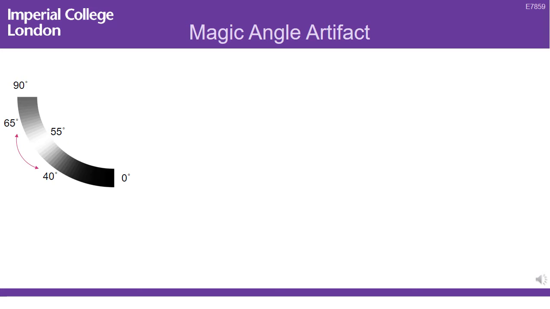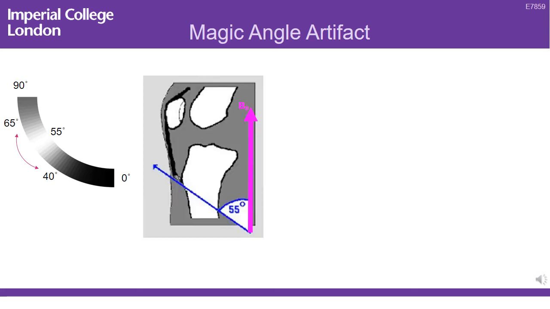Only collagen-rich tissues are involved, as it is an angle-dependent problem caused by the angle that the collagen fibers make with the main magnetic field, B0. The magic angle effect has been demonstrated in a wide variety of highly ordered collagen-rich tissues such as tendons, ligaments, peripheral nerves, entheses, intervertebral discs, menisci, articular cartilage, to name a few.